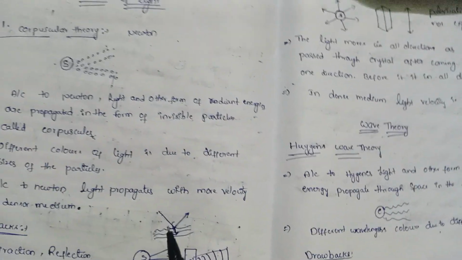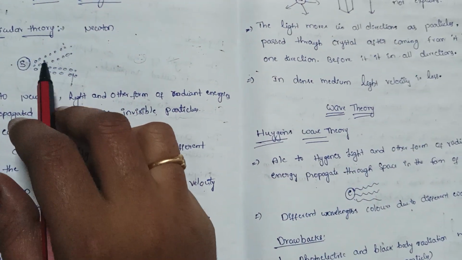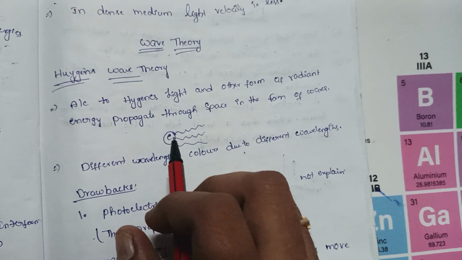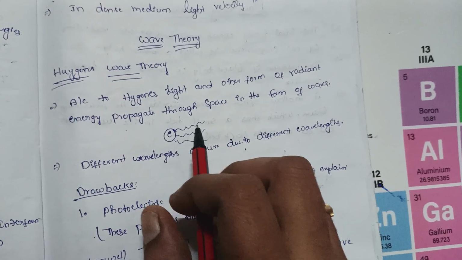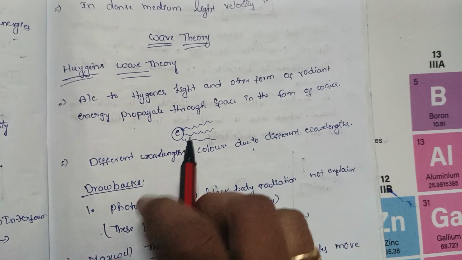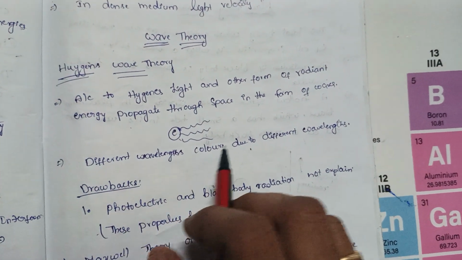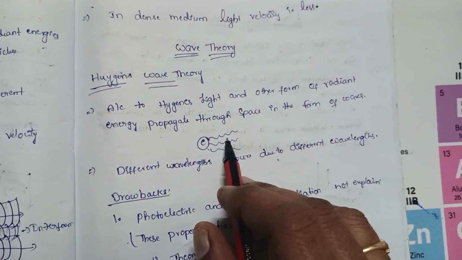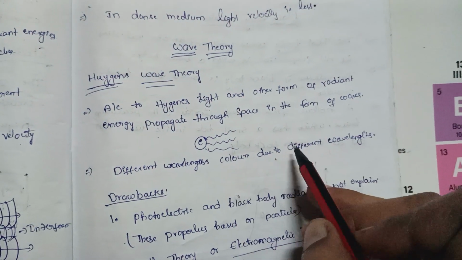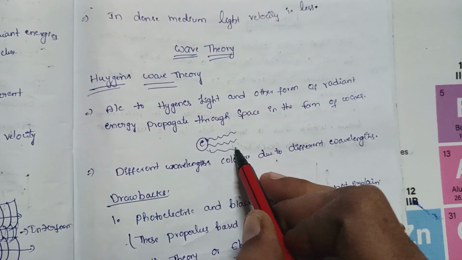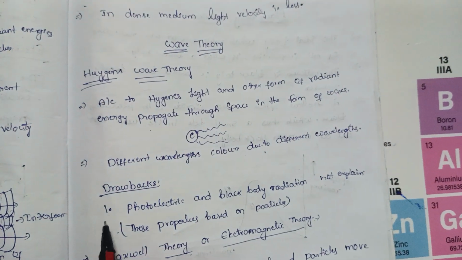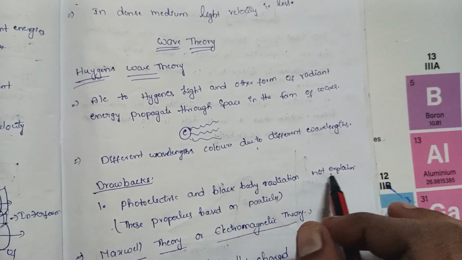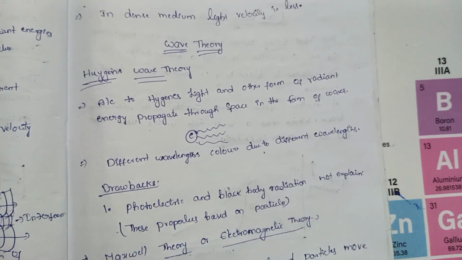Here Newton said that light propagates in the form of particles, but Huygens said that radiant energies, that is light, propagate in the form of waves. Different colors are due to different wavelengths, but Newton said that different colors are due to different sizes of particles. Here different colors are due to different wavelengths. The drawback of Huygens wave theory is that the photoelectric effect and black body radiation are not explained.